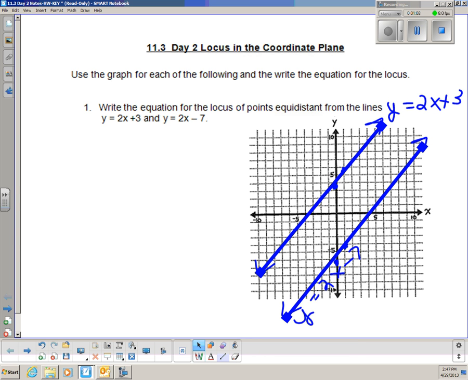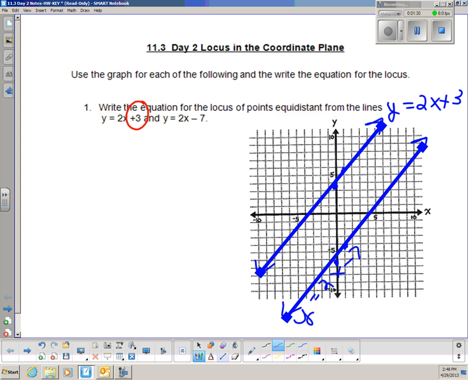So if we want to find the locus of points equally distant from these two given lines, we know it has to be one line that's parallel to and halfway between what's given. So if it's parallel to, we know the equation is going to have to be y equals 2x. But then we need to figure out what the halfway between part is.